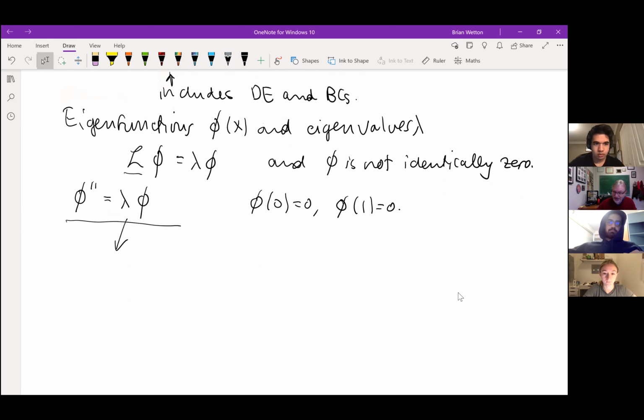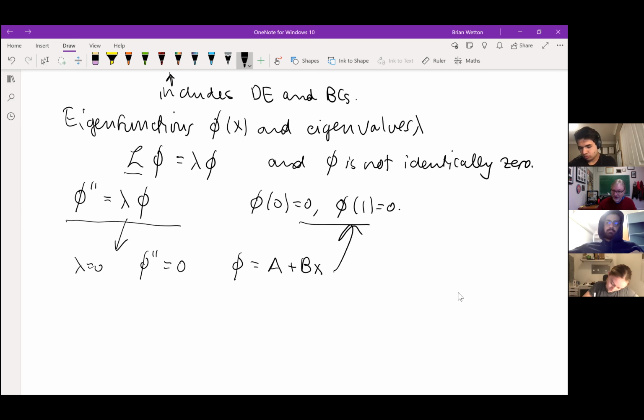Well, now there's some cases. I could look at lambda equals 0. Then phi double prime would be 0. That would mean that phi would have to be a plus b times x. That's the general solution, two arbitrary constants. But if I put that into the boundary conditions, then a has to be 0 from the first one, and b has to be 0 from the second one. So I have phi identically equals 0. That just tells you that lambda equals 0 is not an eigenvalue.